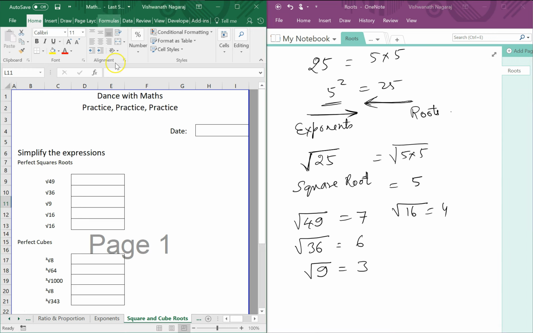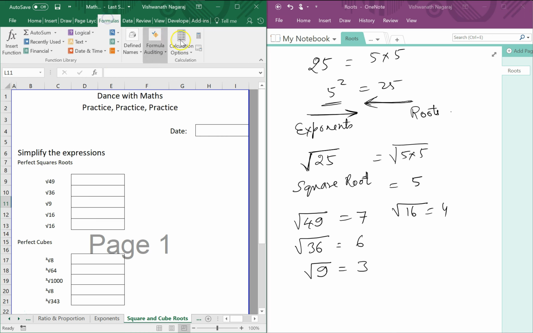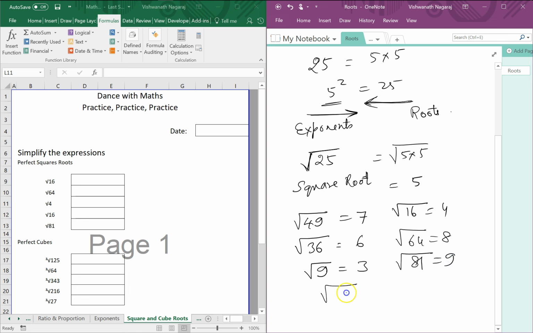We can keep asking it to recalculate. Yes, let's keep clicking here, as and when we find a new number. So square root of 64 is 8. Square root of 81 is 9. Square root of 100 is 10.